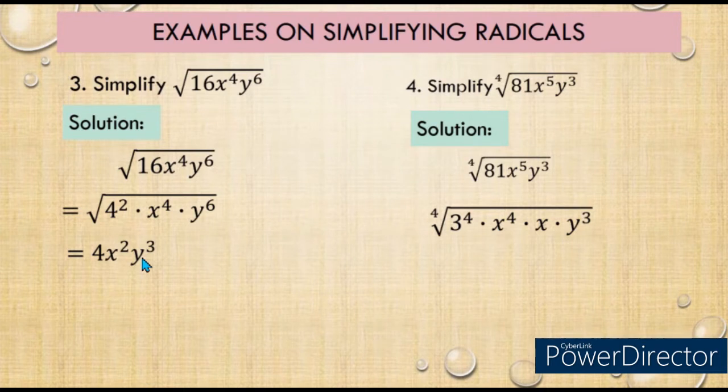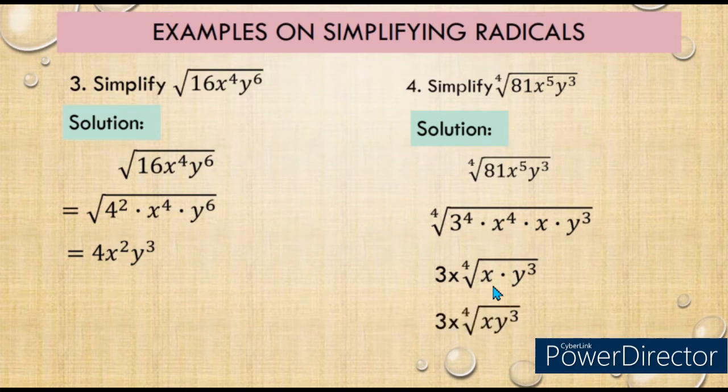And then, wala naman na po pwedeng factor dito since y raised to 3 and 3 cannot be divided into 4. Okay? So, ilabas po natin, the fourth root of 3 raised to 4 is equal to 3. So, sulat natin sa labas. And the fourth root of x raised to 4 is equal to x. So, may iwan na lang dito sa loob ng radical sign ay x times y raised to 3. Okay? So, the simplified form of fourth root of 81x raised to 5, y raised to 3 is 3x fourth root of xy raised to 3.